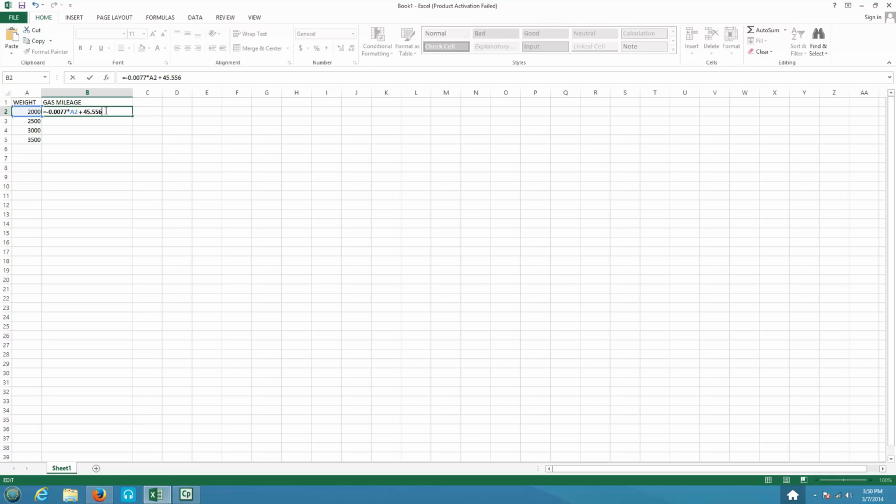Great. So there's our formula. This number they gave us, negative 0.0077 times the weight plus 45.556. Let me see what I get when I hit enter. It should be a number, I don't know, what's a normal gas mileage for a car? Like 35 miles per gallon? It's a small car, so it should be maybe 38 miles per gallon. Let's see what we get. Okay, 30. I was wrong with the math. So it's about 30 miles per gallon if it weighs 2,000 pounds.